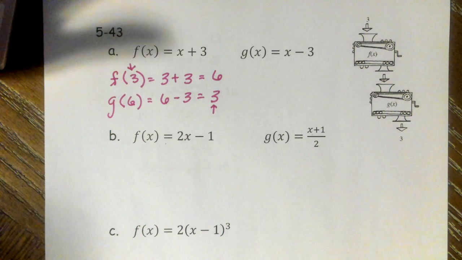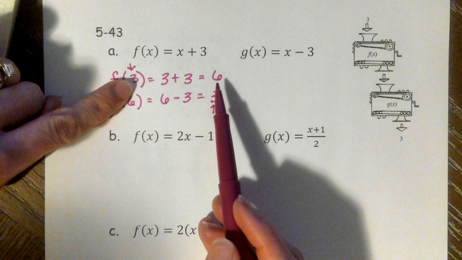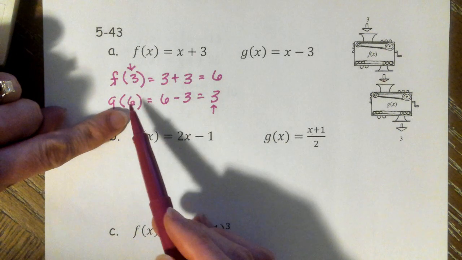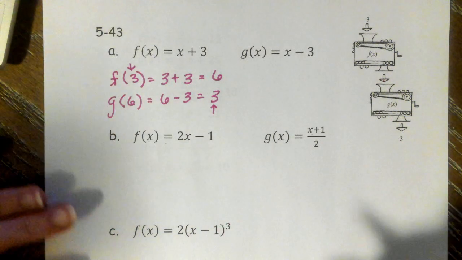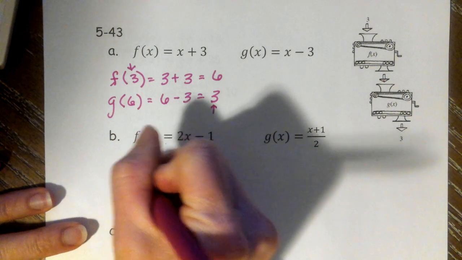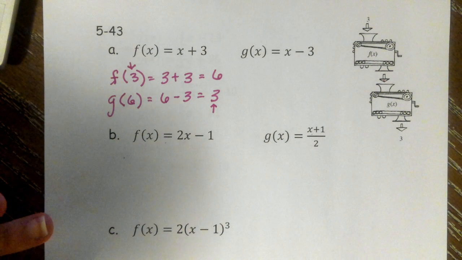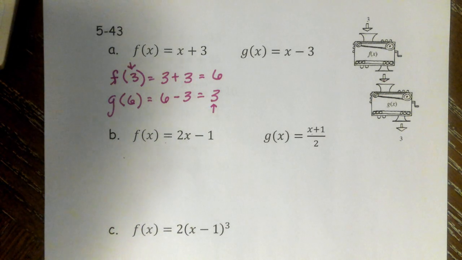Okay? Think about it as a table. 3 was my x, 6 was my y, and then vice versa. 6 is my x, and 3 is my y. Okay? So why don't you try? Now let's plug in, instead of a 3, let's do a 4.